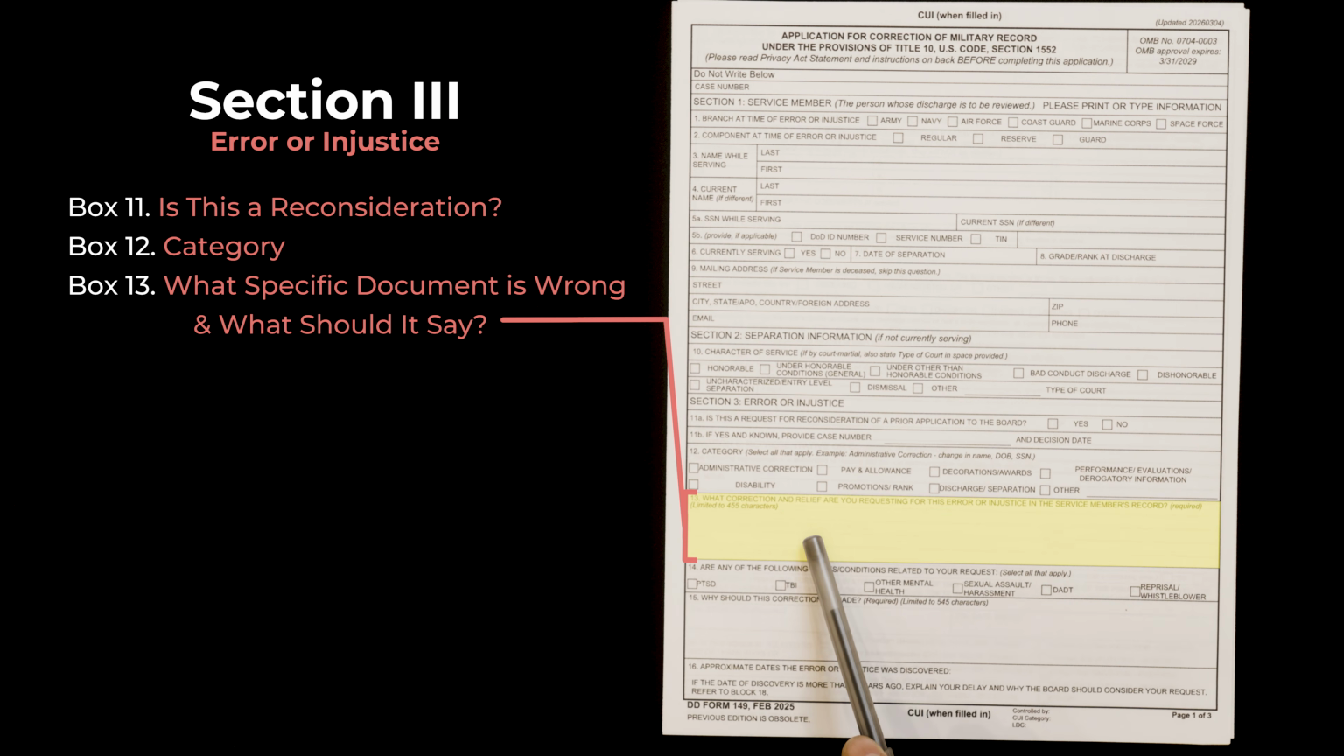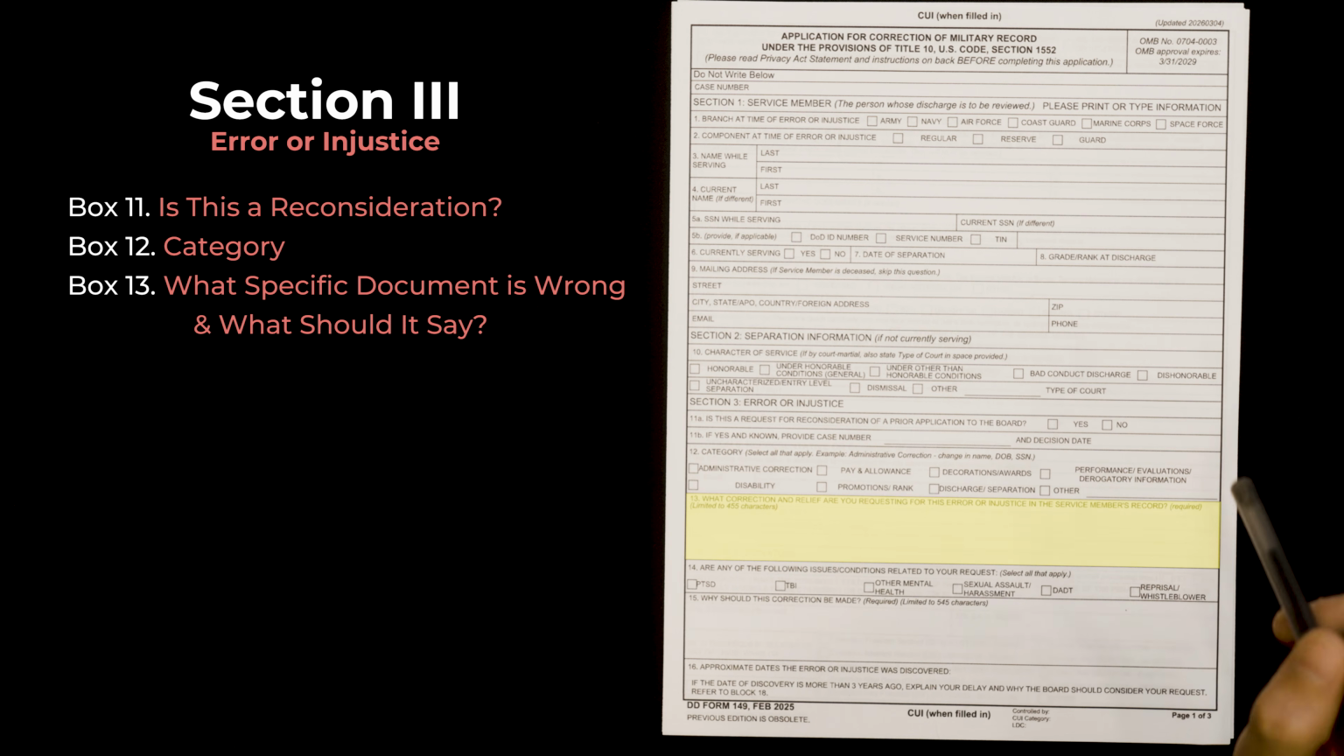Box 13 is where most veterans undermine their own case. You have 455 characters, and that's a hard limit. Not a suggestion, that's 2 sentences, maybe 3. Veterans load this box with their entire story and the board can't extract a clear request from it. What goes here is 1 surgical sentence, what specific document is wrong and exactly what it should say.